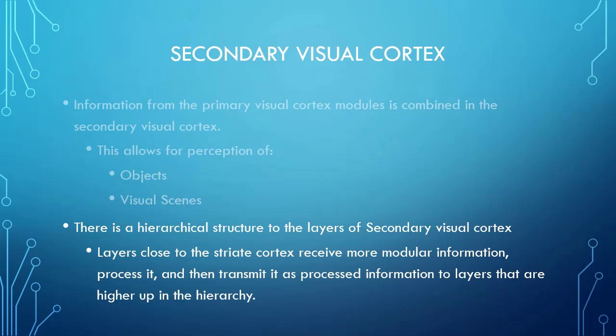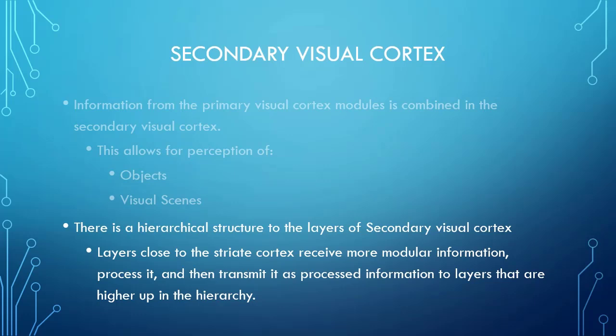Layers that are closer to the primary visual cortex receive information that is more consistent with the modules, right? So it's information that's organized, but segregated into different categories. And then as we go through the layers of the secondary visual cortex, the information becomes more and more processed. So we might go from having separate information about brightness and contrast that's coming from rods, and color information. We might combine that together to process something that is colorful but has really stark contrasting edges.